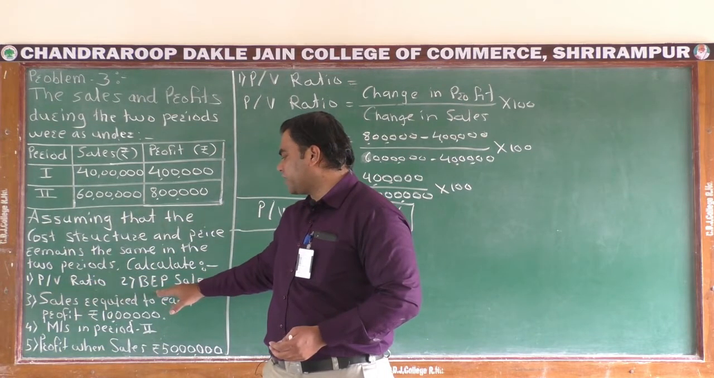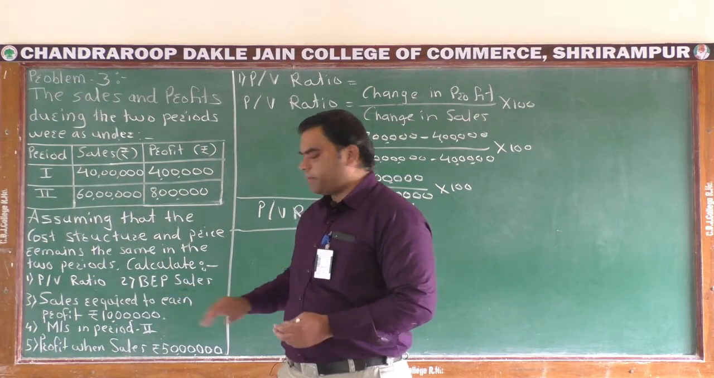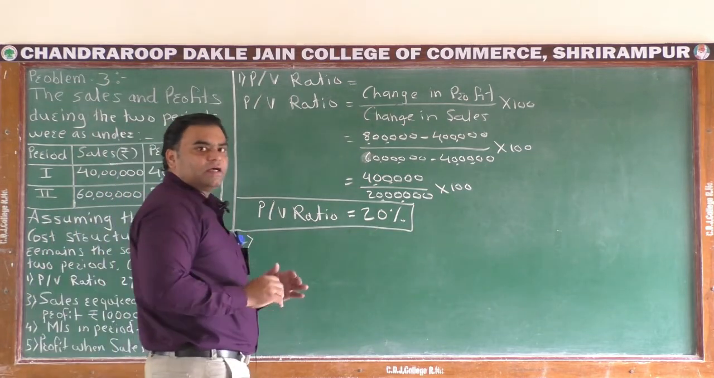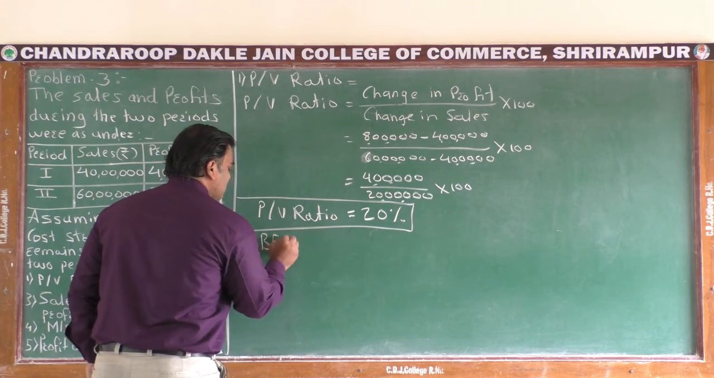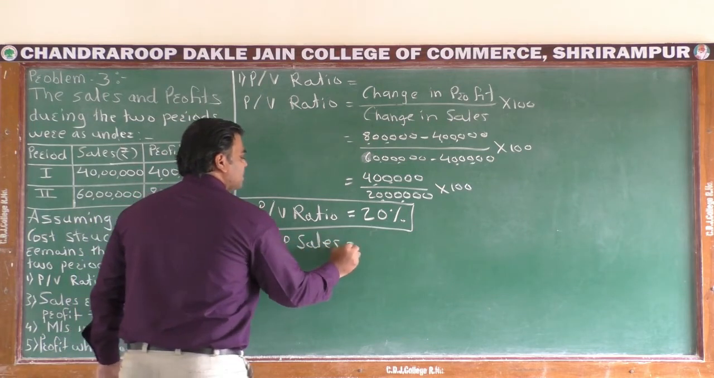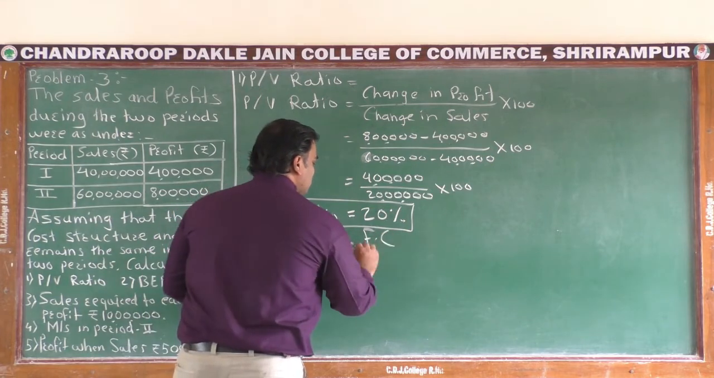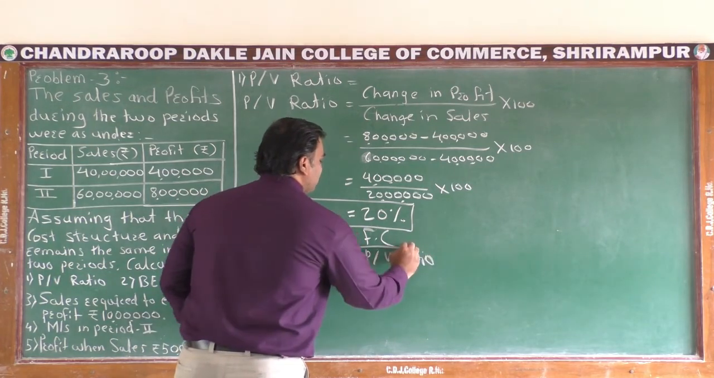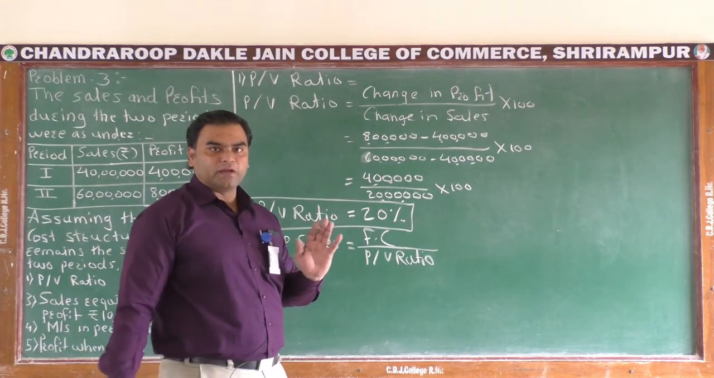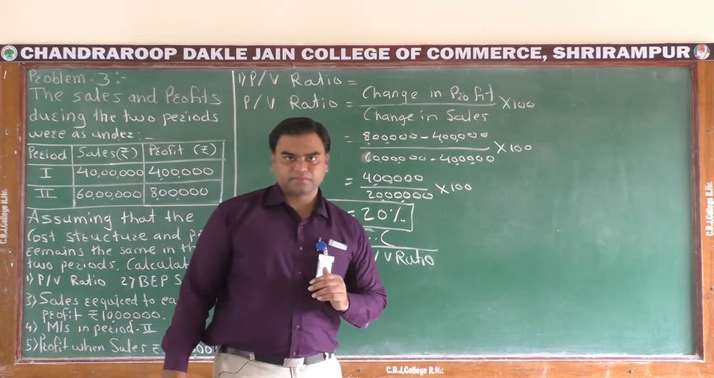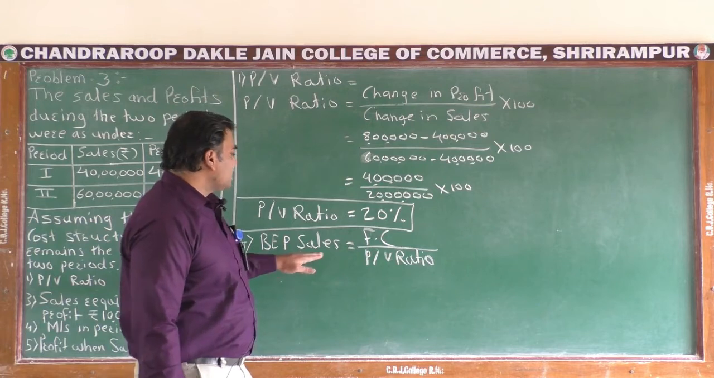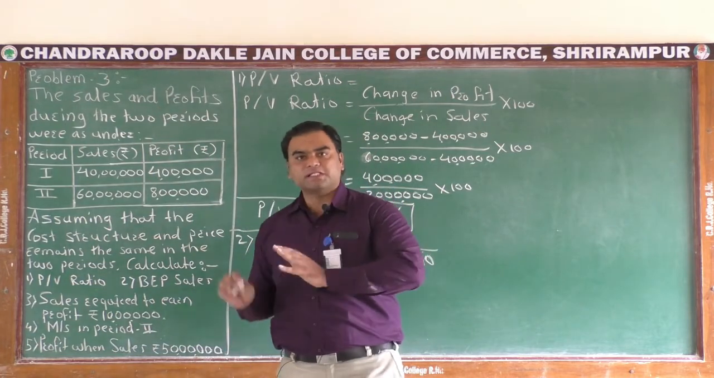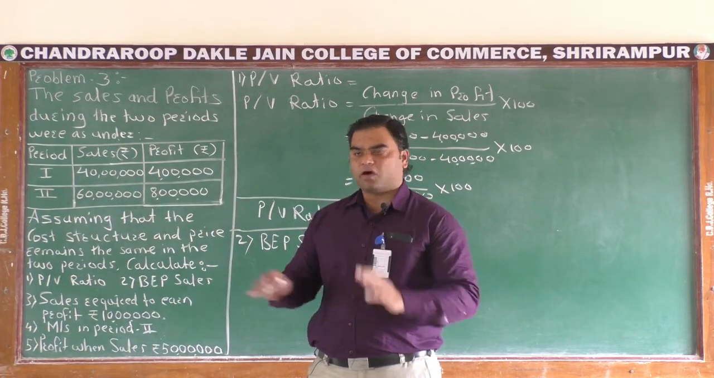Now we are going to calculate second item, that is BEP sales. How to calculate the BEP sales? Which formula we can use to calculate BEP sales? BEP sales is equal to fixed cost upon PV ratio. This formula we can use to calculate BEP sales. So for using this formula, we must have the amount of fixed cost. But here in this problem you can see fixed cost is not given. So we have to calculate the amount of fixed cost.